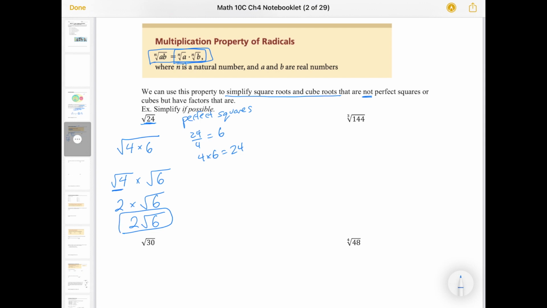Now to check, we put it in our calculator. The square root of 24, I get 4.8989794856, and so on. I put in 2 times the square root of 6, and I get that exact same number. So these two values are the same. Again, in this section, you have that power to check with your calculator, and you should at least know if you're wrong, which is kind of nice.